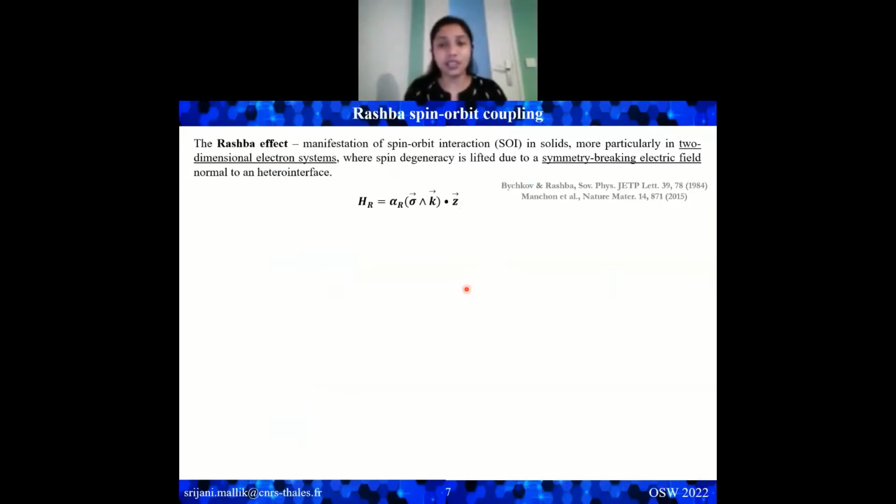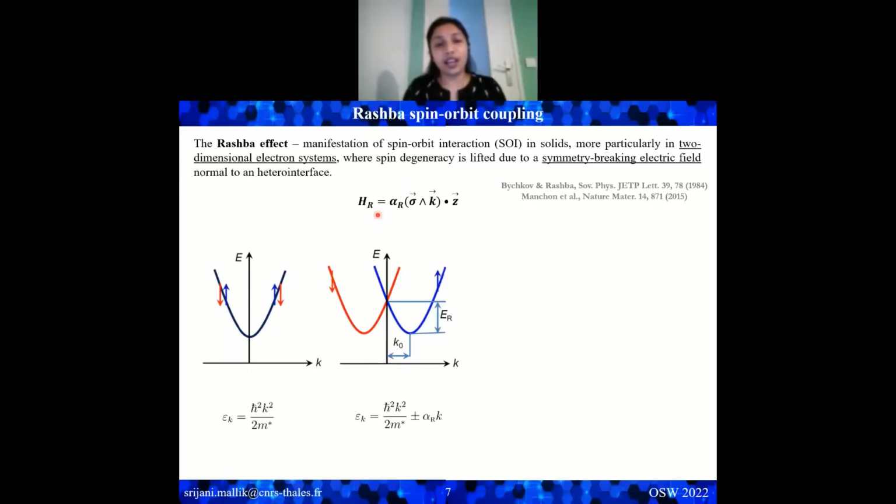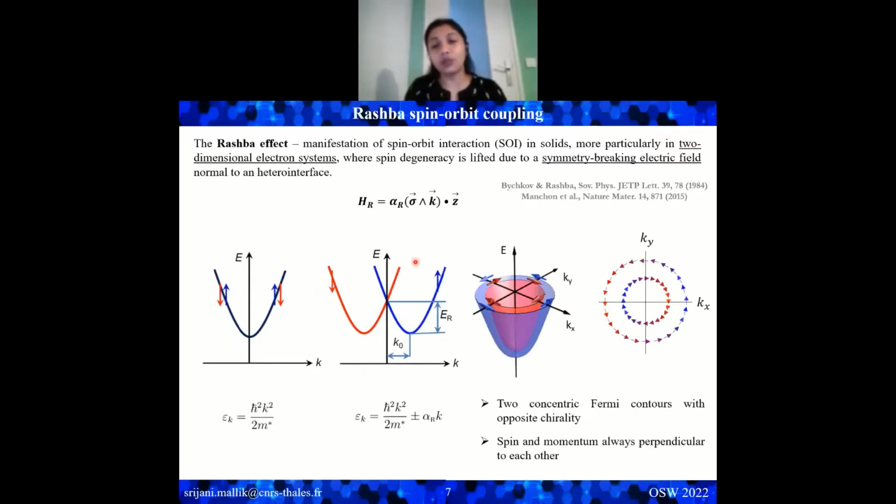So I will be really fast here. We have already seen that because of the presence of the Rashba effect, there is a momentum dependent splitting of the energy bands. And if we see the cross section, we end up with such two concentric Fermi contours with opposite chirality, where the spin and momentums are always locked.